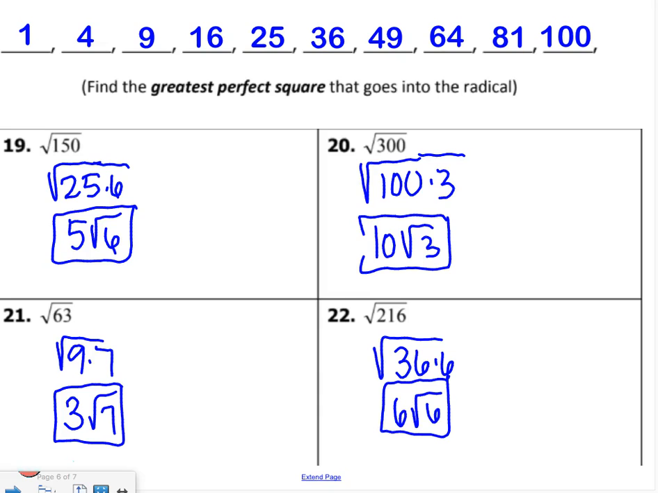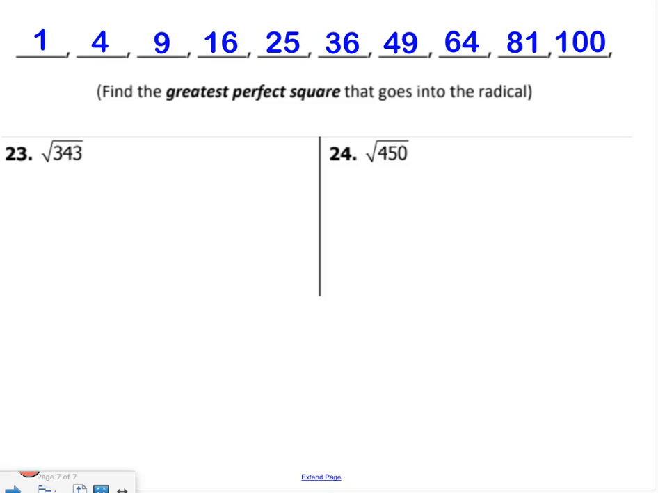All right, 2 left here. 343. 49 goes into 343. How many times? Well, it goes in there 7 times. Square root of 49 is 7. 7 is not a perfect square, so that one is stuck under the radical. And then this last one's kind of goofy.